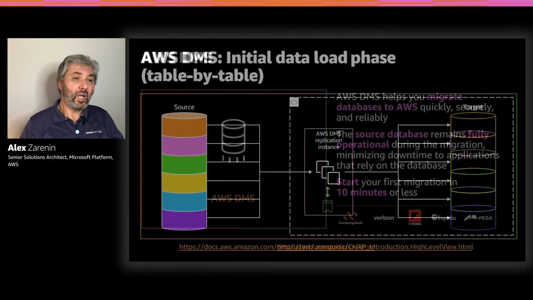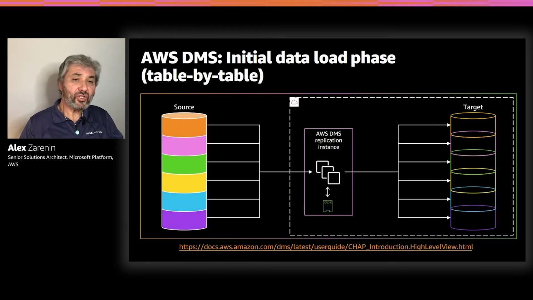AWS DMS migration starts with setting up a DMS replication instance inside your AWS VPC. You select the size of the DMS replication instance based upon the size of your database. AWS DMS migration includes several phases.